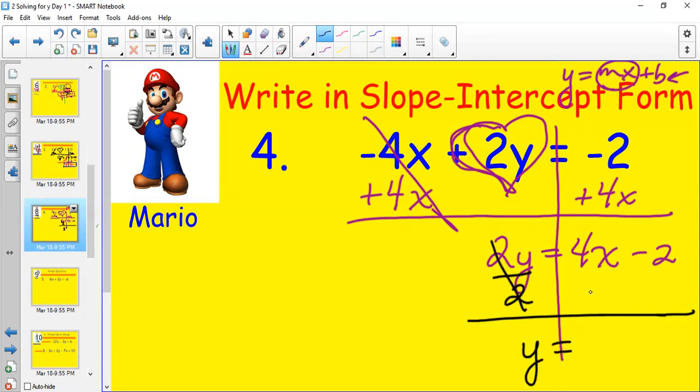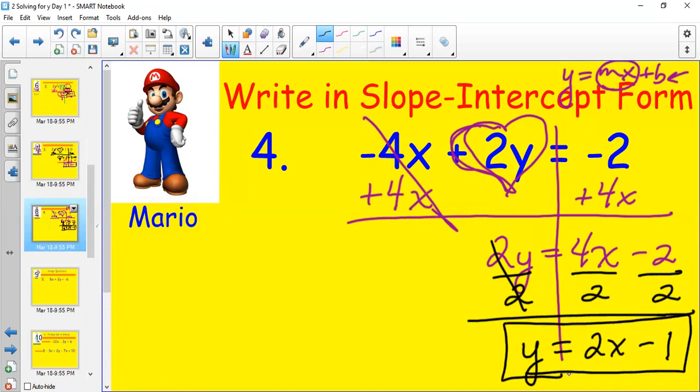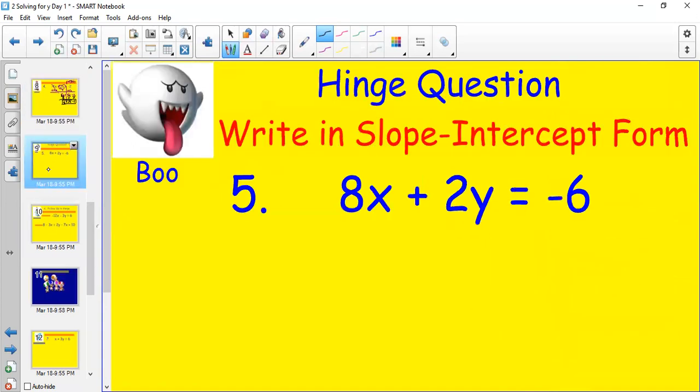And we have to not only divide the first term by 2, but we have to divide all terms over there by 2. So I have to divide everything by that coefficient. And then I just have to clean up and simplify. So 4x divided by 2 is 2x, and negative 2 divided by 2 is negative 1. And that would be our final answer in slope-intercept form.